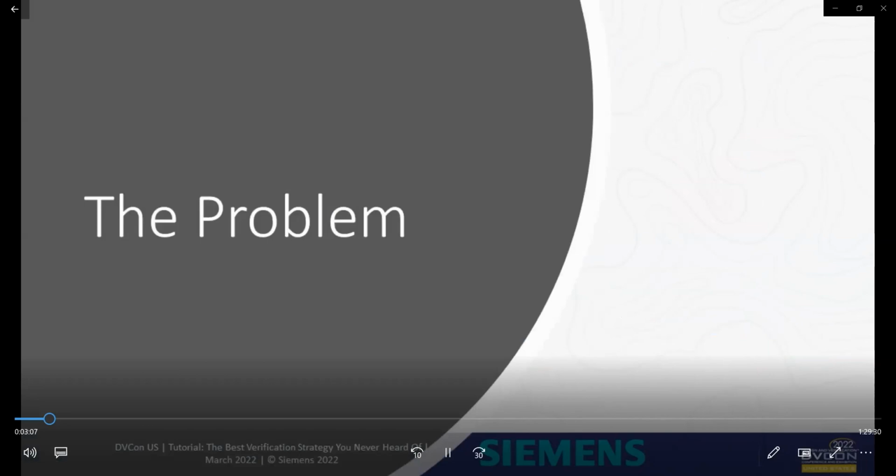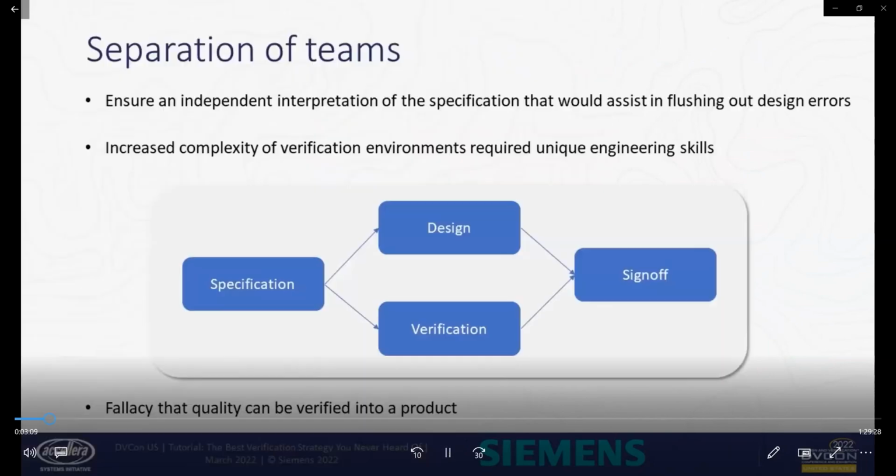Let's now focus on the problem. First of all, I want to go back to the 1990s again, when we began seeing the emergence of verification teams, or the separation of design and verification. This was done for two reasons. First, to ensure an independent interpretation of the specification that would assist in flushing out design errors. And second, increased complexity of verification environments required unique engineering skills.